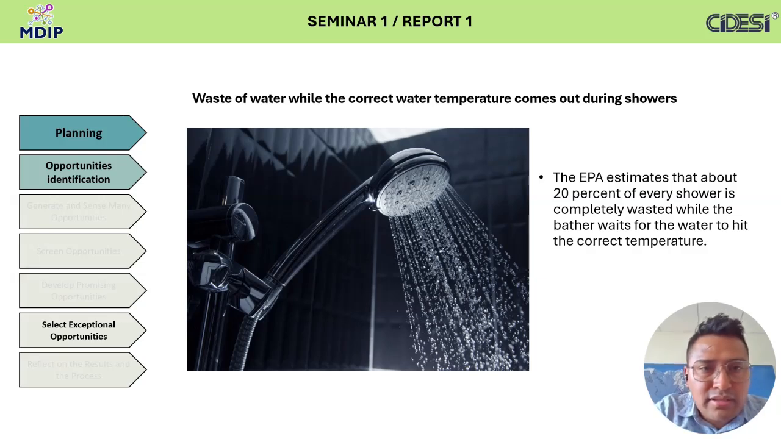After the previous analysis, the following problem was selected: waste of water while waiting for the correct water temperature during showers. One of the main reasons this problem was selected was the current water stress situation our country is going through. Also, the internet shows there is a market and potential customers for these products.